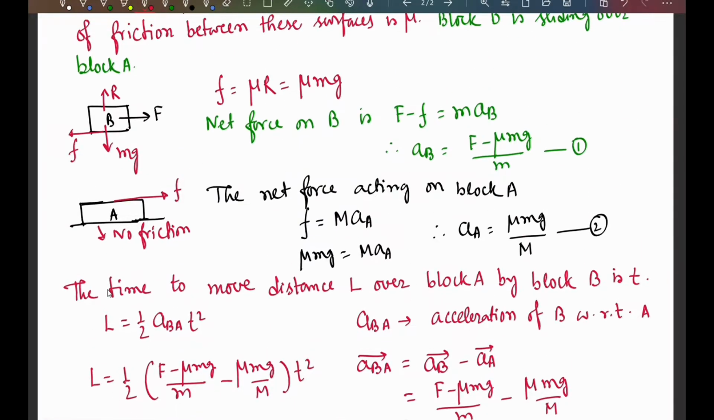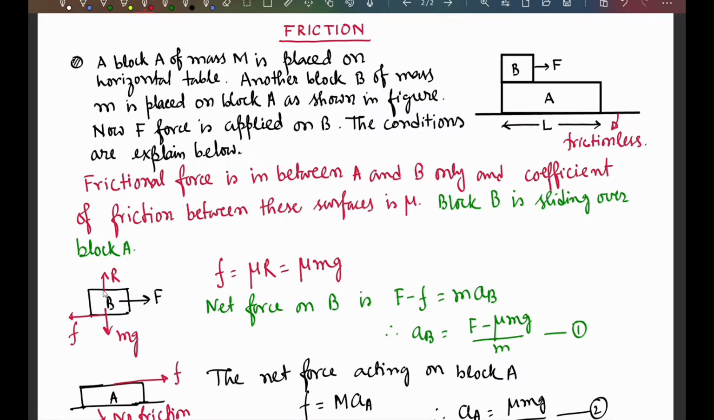Therefore, whenever two blocks are moving with different accelerations and we want to calculate the distance traveled by block B over block A, then we have to consider the relative displacement, that is L, and the relative acceleration, that means the acceleration of B with respect to the acceleration of A.